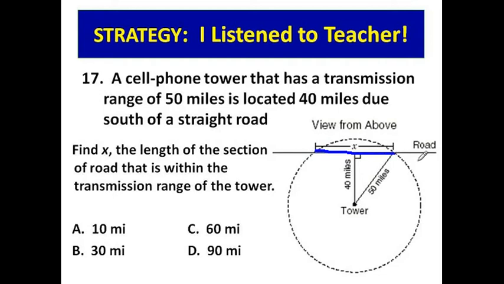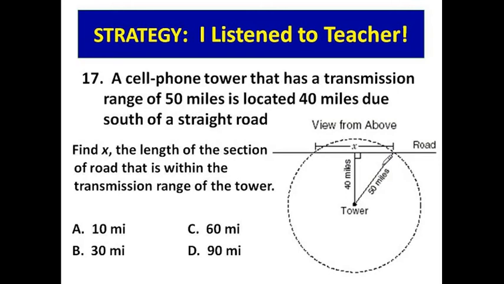But you notice that in the diagram we've got what type of triangle here? Yep, that's right. We've got a right triangle. And anytime you have a right triangle, you know you should be using what? Pythagorean theorem. That's right.